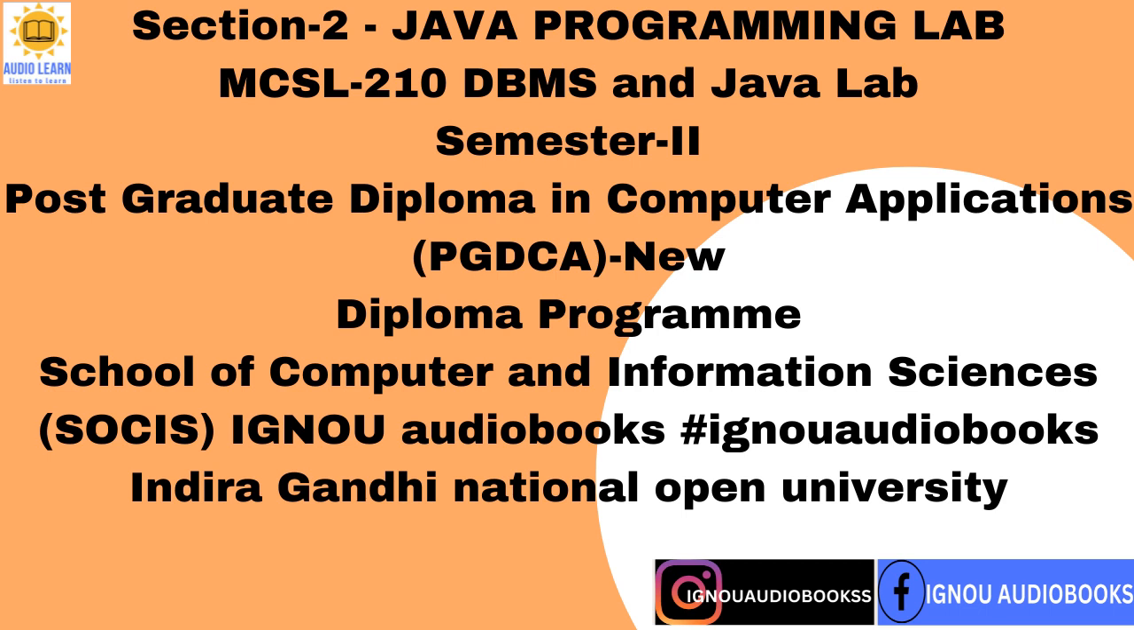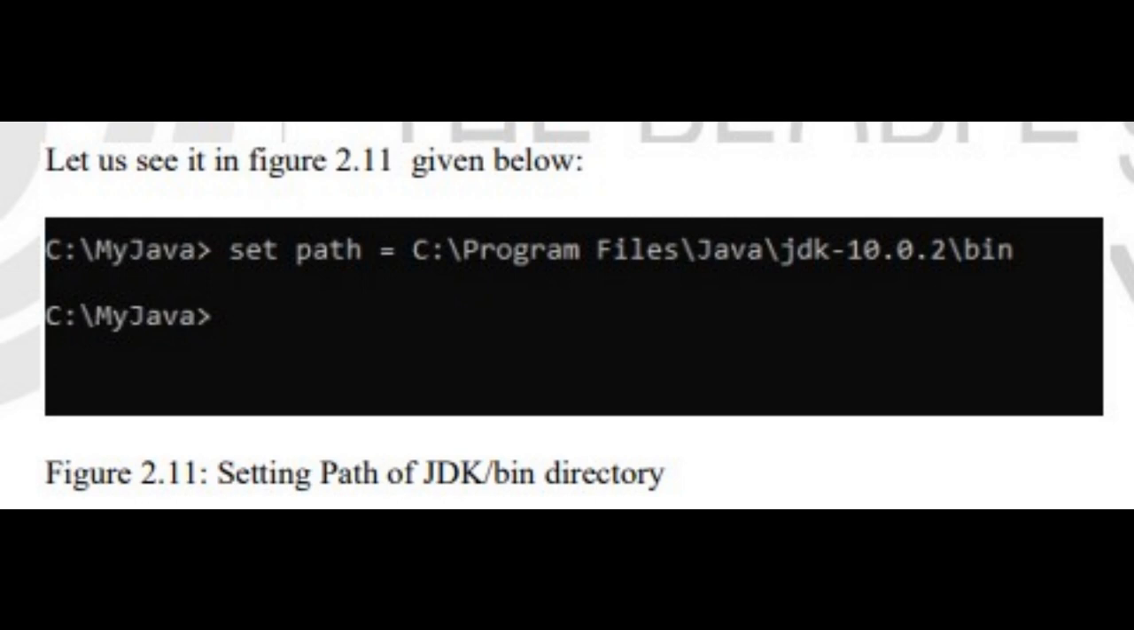There are two ways of setting the path in Java: 1. Temporary setting, 2. Permanent setting. You can set the temporary path of JDK by performing the following steps. Open the command prompt, copy the path of the JDK bin directory, and paste it in the command prompt: set path=C:\Program Files\Java\JDK 10.0.2\bin. Let us see it in Figure 2.11 given below. Figure 2.11. Setting path of JDK bin directory.